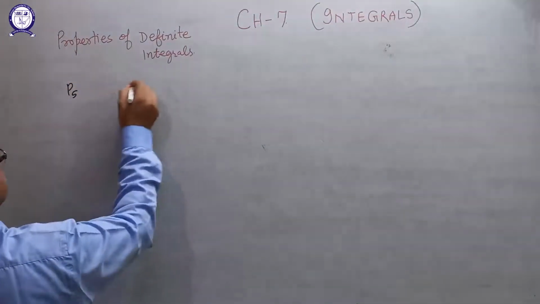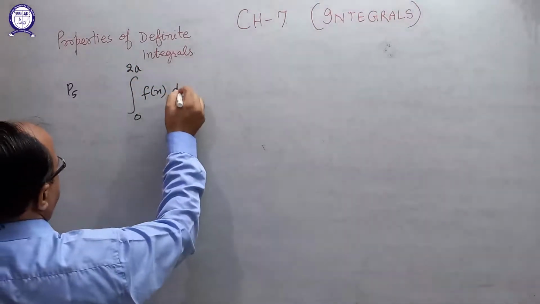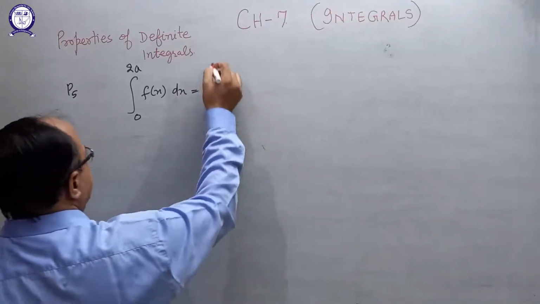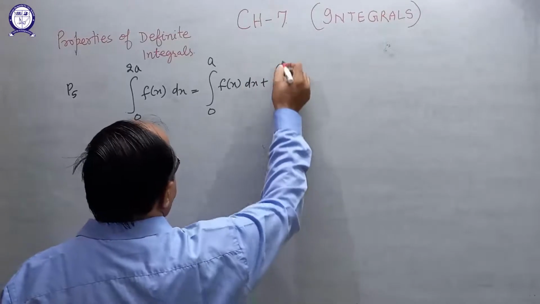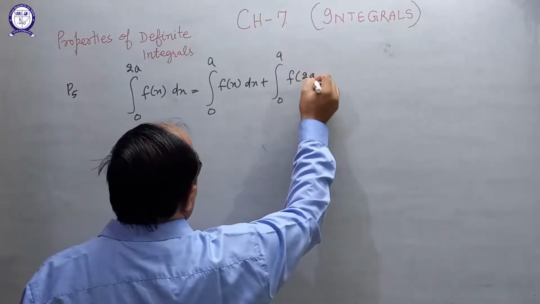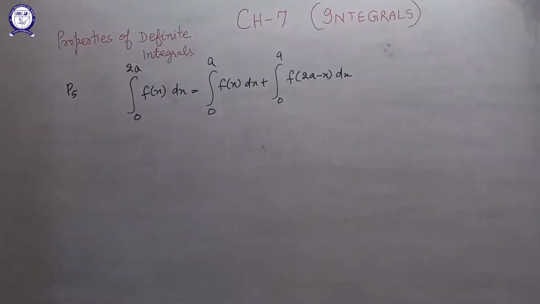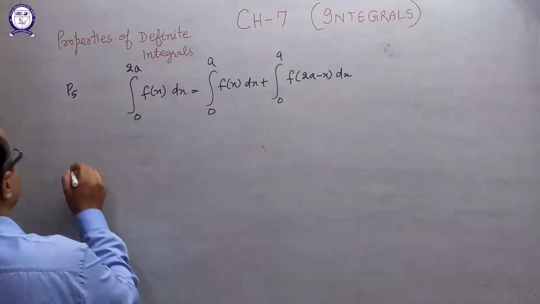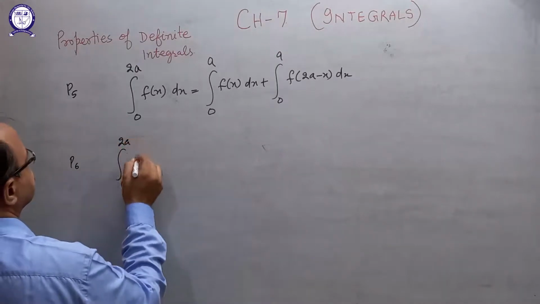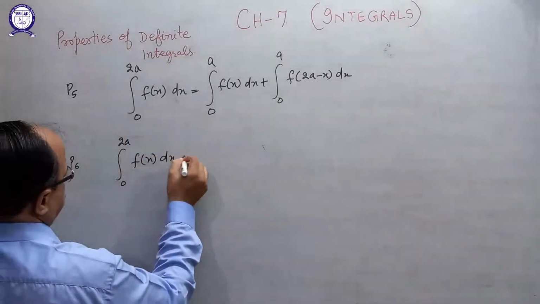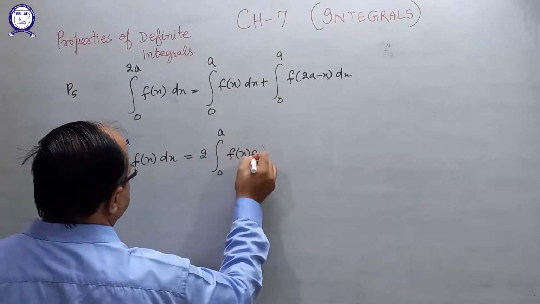P5: integration 0 to 2a f of x dx is equal to integration 0 to a f of x dx plus integration 0 to a f of 2a minus x dx. This is property P5. With the help of property P5, you can create property P6: integration 0 to 2a f of x dx, that is twice 0 to a f of x dx.